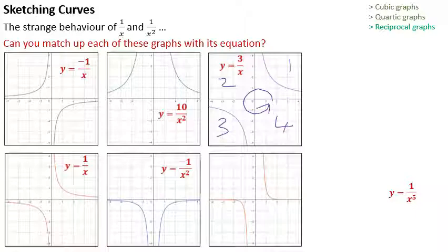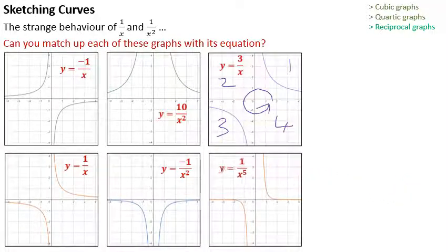Now the last one is a little bit sneakier, but it's lost some of the symmetry of, say, 3 over x or minus 1 over x. 1 over x to the 5 is distorted in a different way, because x to the 5 makes large numbers much larger, and it makes small numbers, i.e. numbers that are smaller in size than 1, much smaller. If you look carefully, we can see why that makes sense.